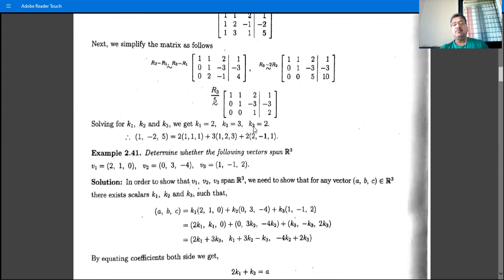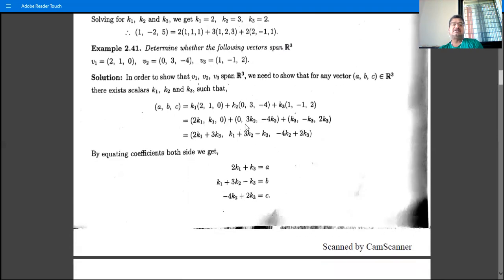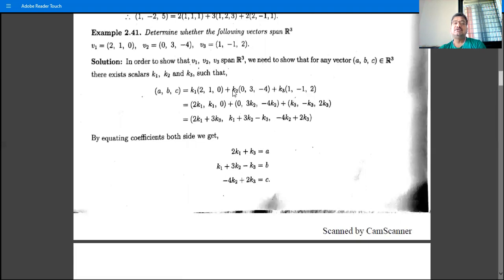Same procedure. If we have the values of k1, k2, k3, then we say that this vector is a linear combination of these vectors. So we have to determine whether these three vectors span R3. They span R3 if every vector of R3 is expressed as a linear combination of these three vectors. So suppose u = (a, b, c) belongs to R3 be any vector. Let k1, k2, k3 be scalars such that (a, b, c) = k1(2, 1, 0) + k2(0, 3, -4) + k3(1, -1, 2).